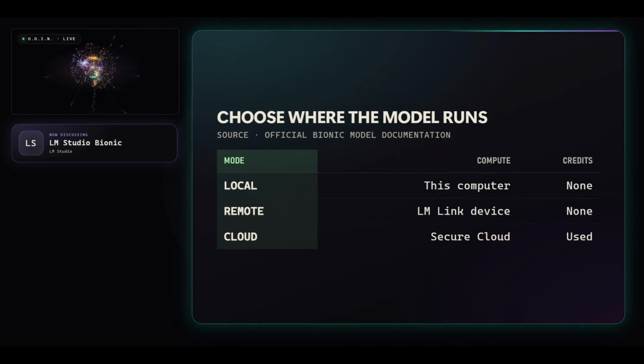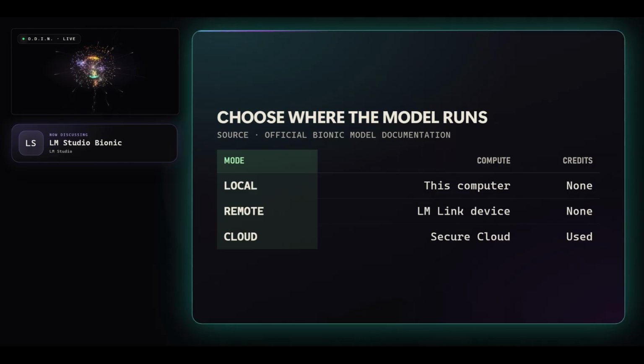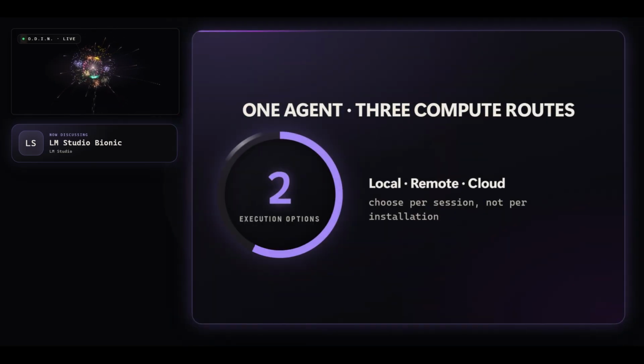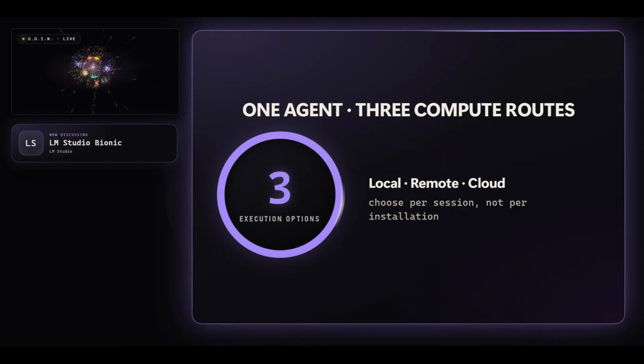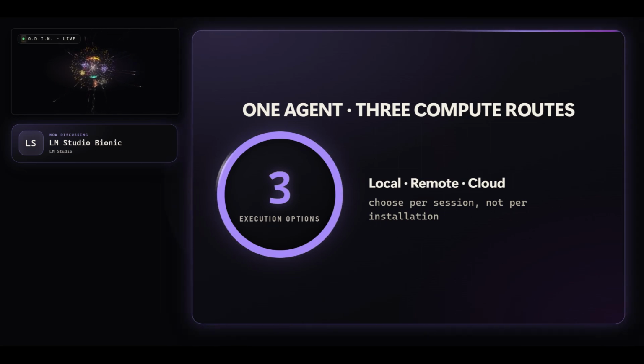Every session can use a model on your computer, a model on another device through LM Link, or an open model in LM Studio Secure Cloud. That gives Bionic 3 compute routes inside one workflow: keep sensitive or lighter work local, borrow another machine remotely, or move the heaviest task to the cloud.